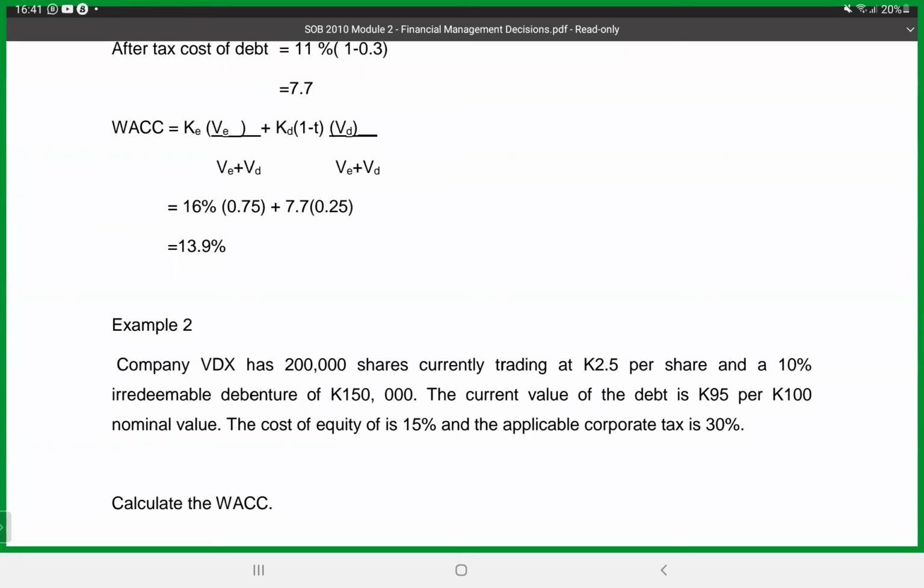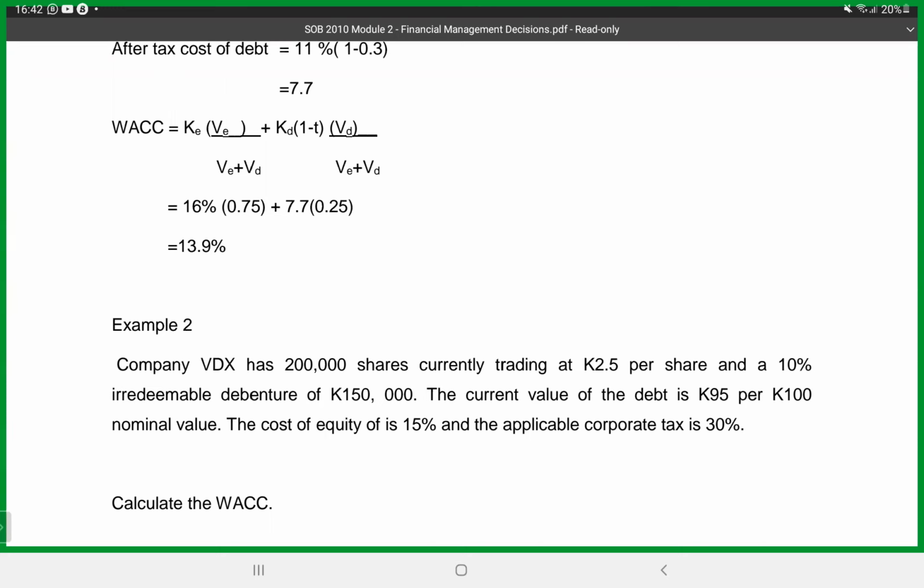Very easy, right? So let's start identifying these numbers. We will start with the value of debt. But before we calculate the value of debt, since we already have the cost of equity, we can calculate the total market value of equity. How much equity do we have, which are shares?